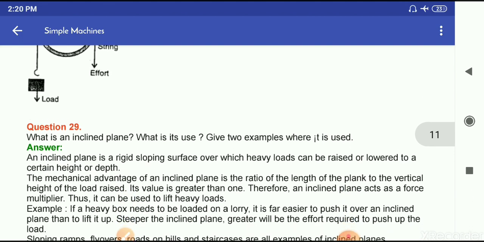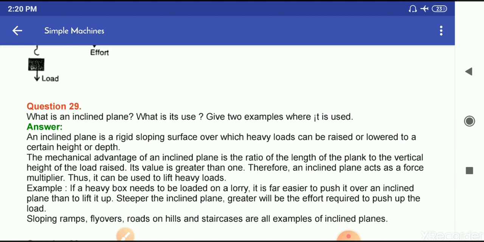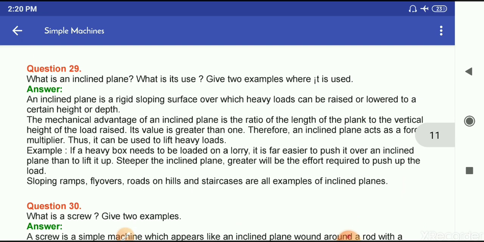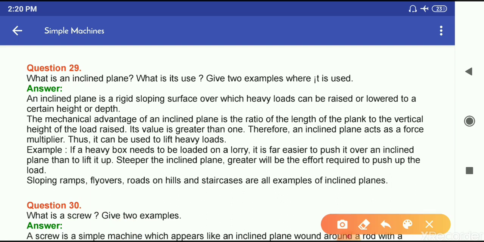Now, question number 29. What is an inclined plane and what is its use? Give two examples where it is used. So, an inclined plane is a rigid sloping surface over which heavy loads can be raised or lowered to a certain height or depth. The mechanical advantage of an inclined plane is the ratio of the length of the plank to the vertical height of the load raised. Its value is greater than 1, therefore an inclined plane acts as a force multiplier. Thus, it can be used to lift heavy loads. Now, examples.